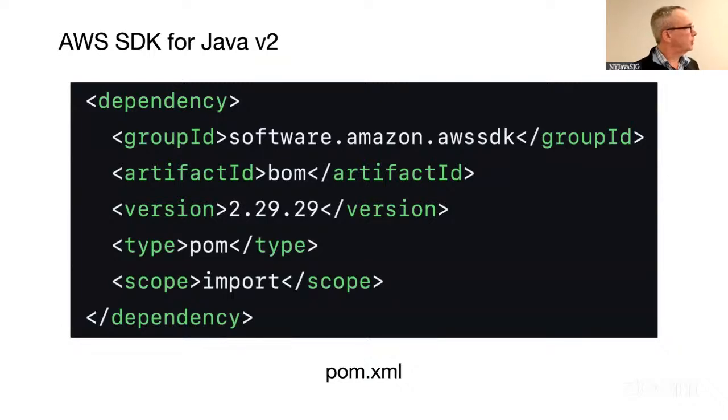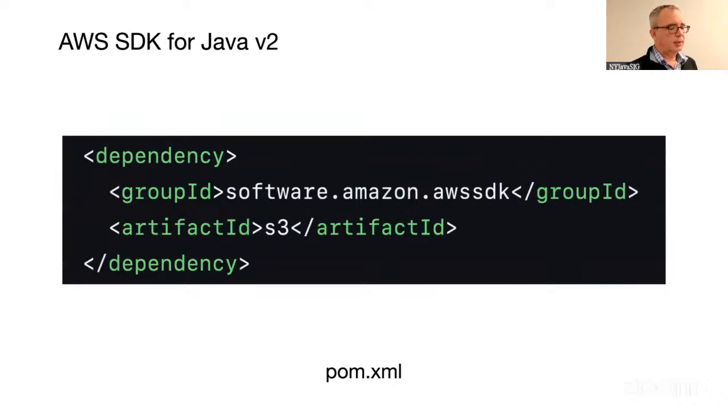So for a Java developer, this is how you would set up your Maven POM. There's a bill of materials file, set the version number, and do a scope import. And that's typically how I configure projects that I'm working on. And then after you set up the bill of materials, you have to specify the dependency for which Amazon service you're accessing. So here, you want to use S3, you add this dependency to your project.